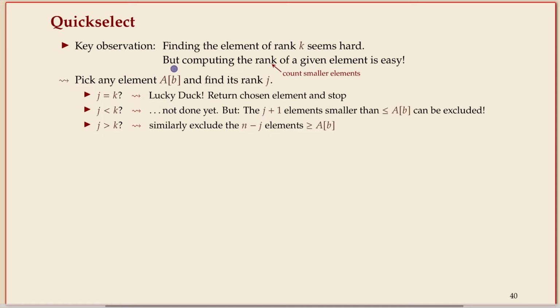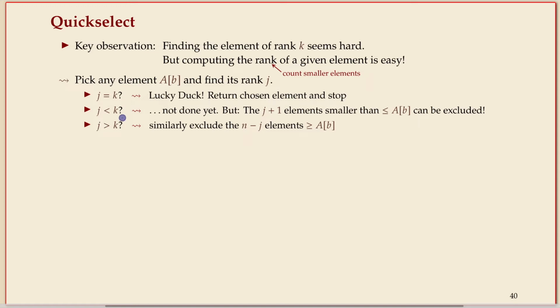What you do is you pick an arbitrary element and you find its rank. Suppose that rank is j. What you wanted was the rank k. There's really just three possible cases now. If you found exactly by chance, you picked an element and it was the one you were looking for, lucky you, and you're done. Not usually the case.